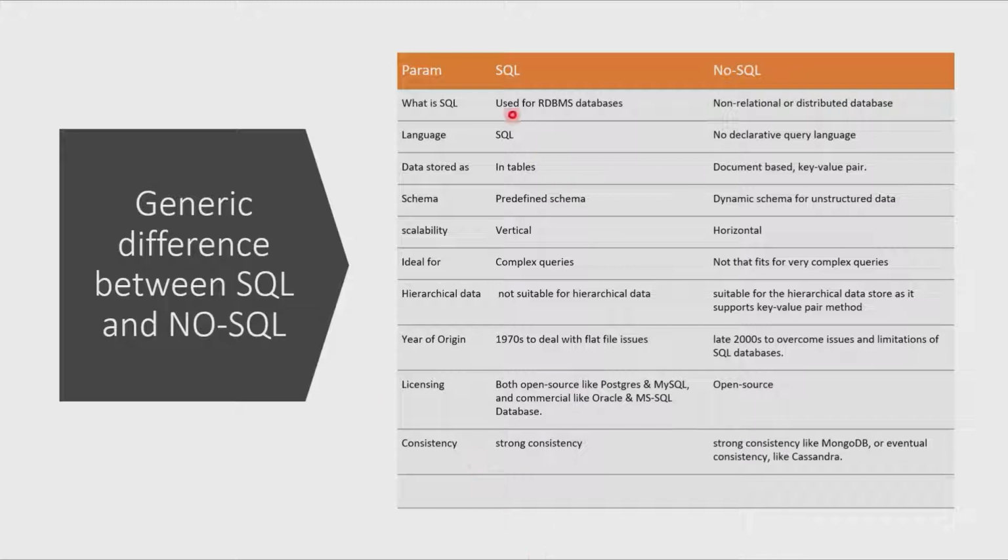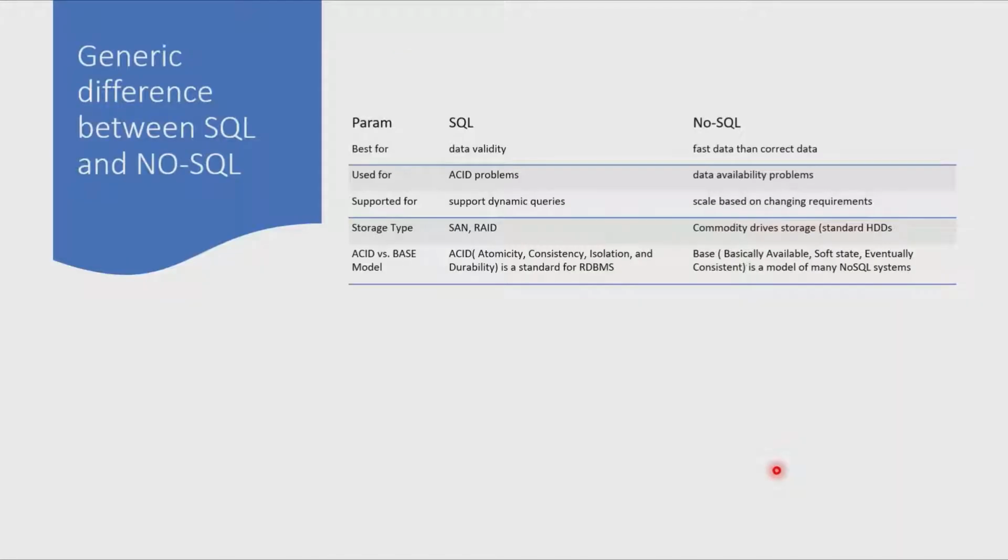Consistency, when we talk about SQL or relational databases, it is strong consistency. That's why they are the market player. When we talk about non-relational databases, we don't want that kind of strong consistency. If eventual consistency is required, then Cassandra is available, or if you want some kind of consistency, then MongoDB is available.